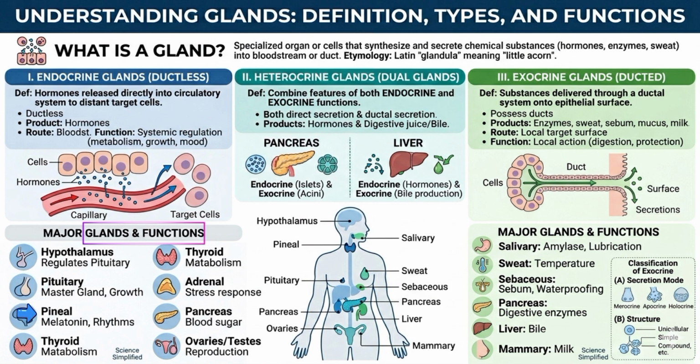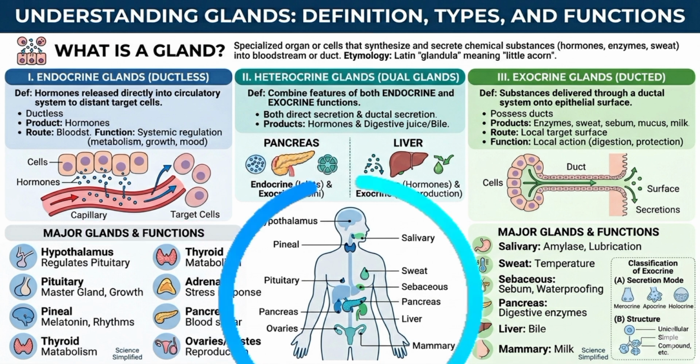Pineal produces melatonin for biological rhythms. Thyroid controls metabolism. Adrenal handles stress response. Pancreas regulates blood sugar. Ovaries and testes are responsible for reproduction. In the center, you can see a diagram of the human body. This visual map shows exactly where these glands are located, from the hypothalamus and pineal gland in the brain down to the thyroid, adrenals, pancreas, and finally the ovaries or testes.